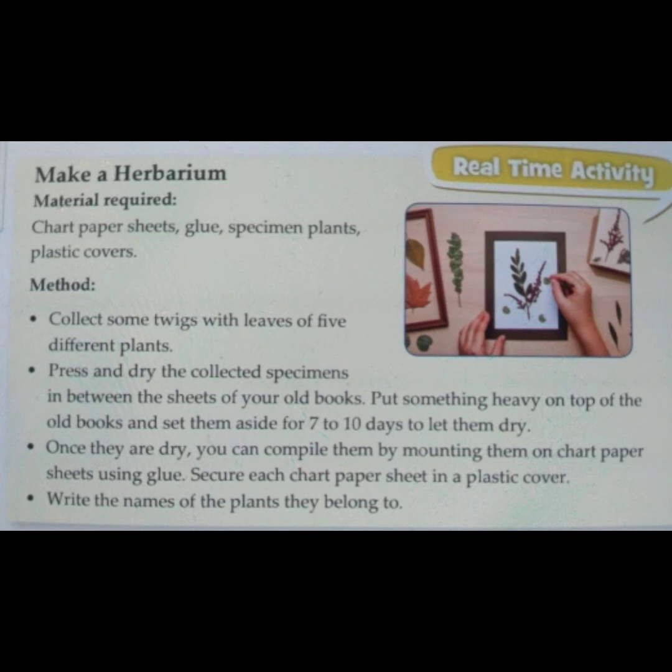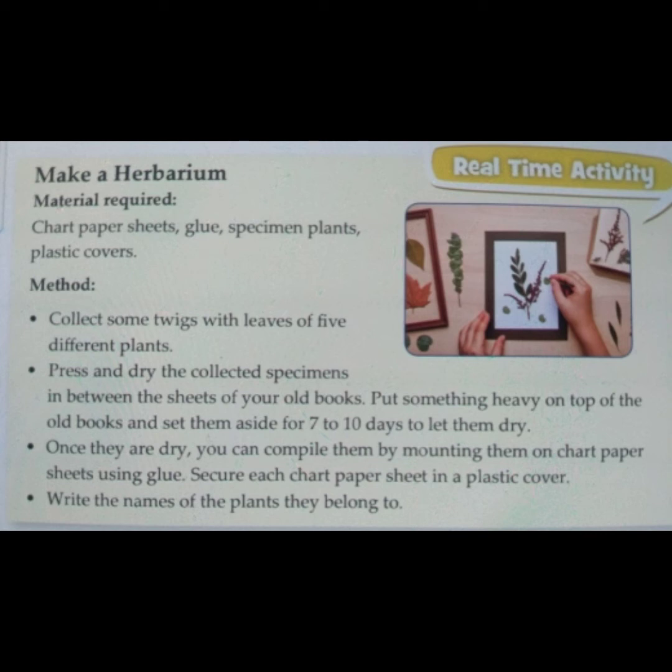Now we have completed our chapter, so it's time to do some activity. To do this activity, you require chart paper, sheets, glue, specimen plants, and plastic covers. The name of this activity is herbarium. Herbarium is a special thing which you're going to do with the help of different plant leaves. So shall we now understand how to do this activity?